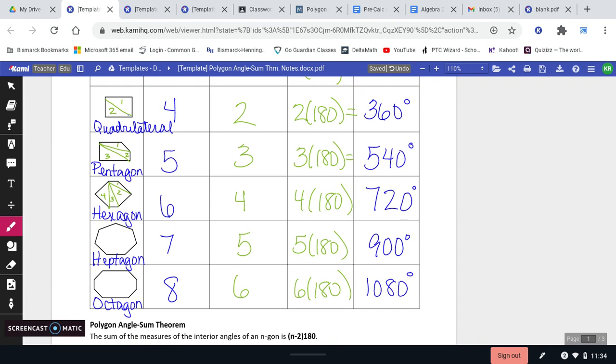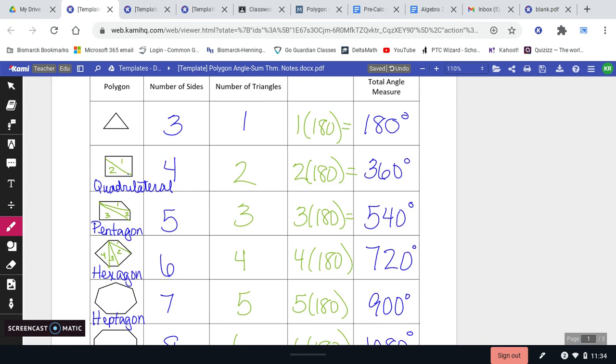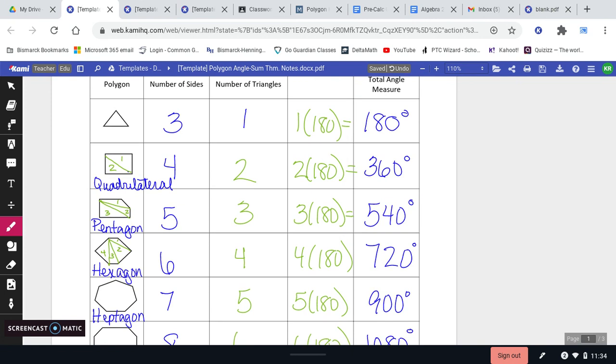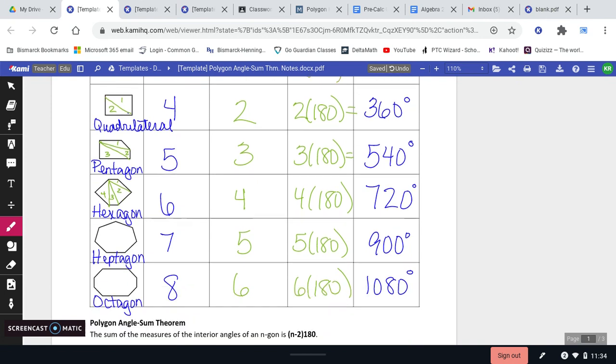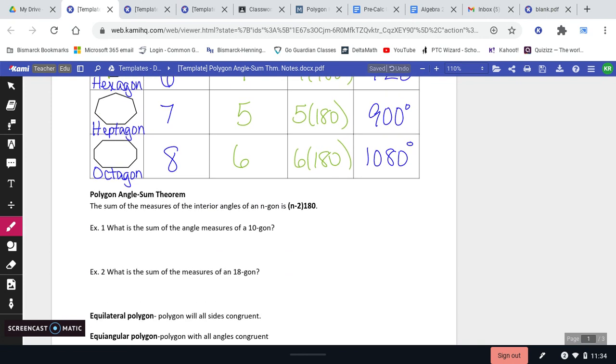Okay, there's another pattern though. If you look at the number of sides and then the number of triangles, it's always 2 less. So a pentagon, 5 sides, take away 2, 3 triangles. Octagon, 8 sides, take away 2, 6 triangles. That's the pattern that we're looking for, and that makes up this polygon angle sum theorem. So n is the number of sides. The number of triangles is going to be the sides minus 2, times 180 degrees.